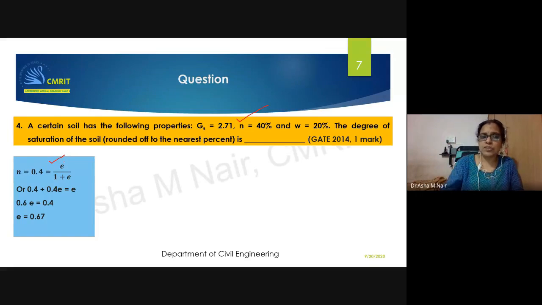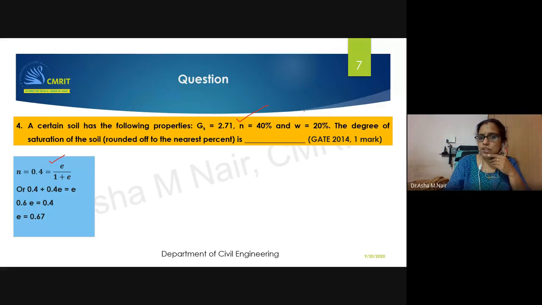So n is equal to 40%, which is nothing but 0.4. 0.4 is equal to e by 1 plus e. So 0.4 plus 0.4e is equal to e, or 0.6e is equal to 0.4. So you will be getting the value for e as 0.4 divided by 0.6, which is nothing but 0.67.